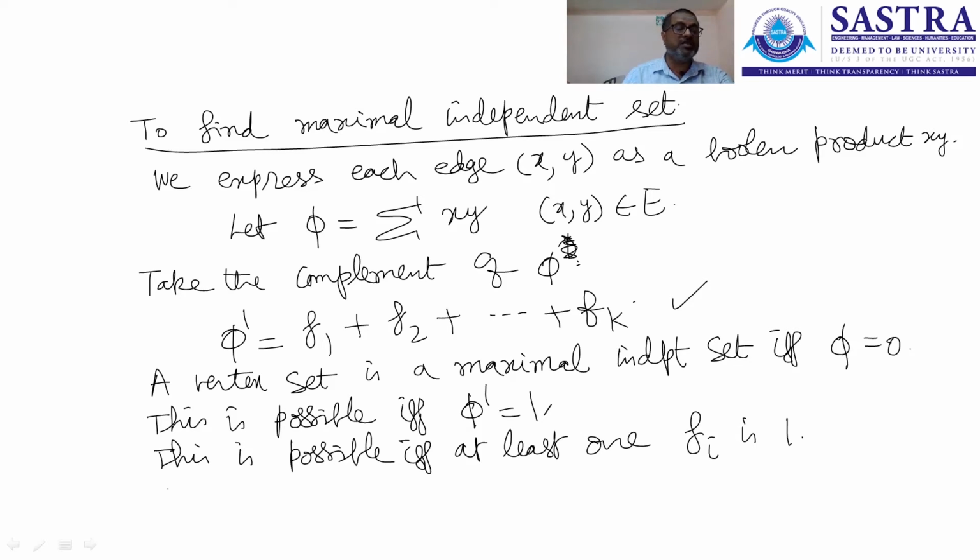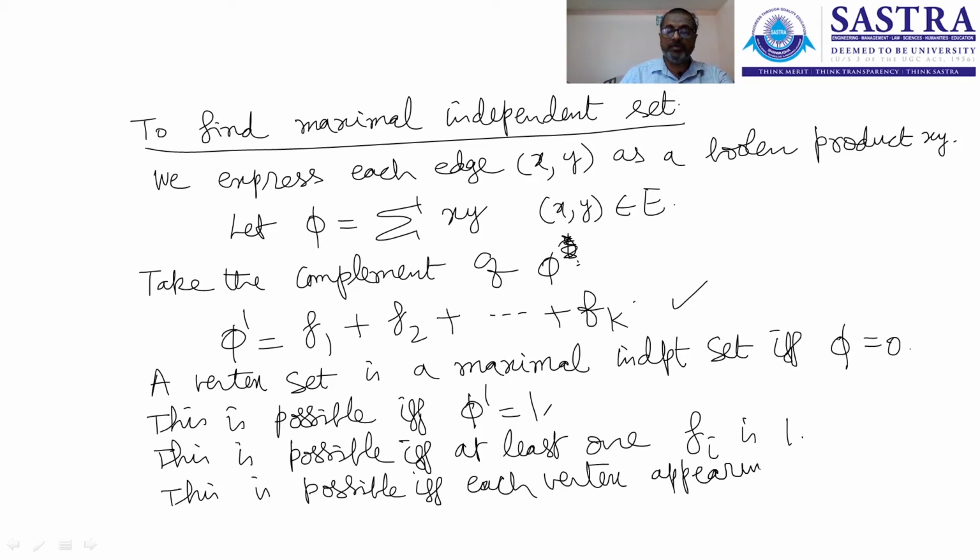Again, let me write like this: this is possible if and only if each vertex appearing in Fi is excluded from the vertex set of G.